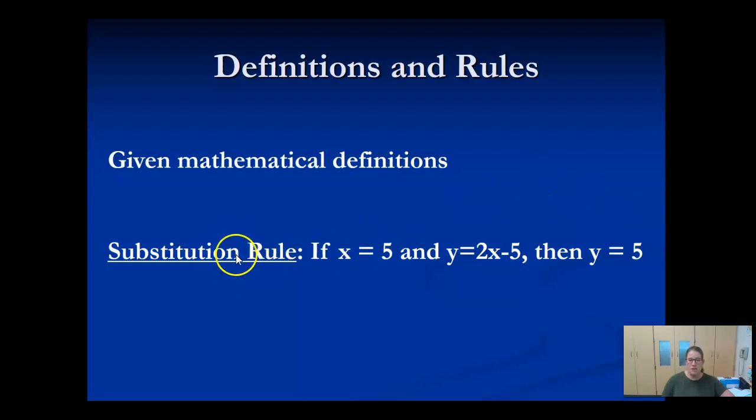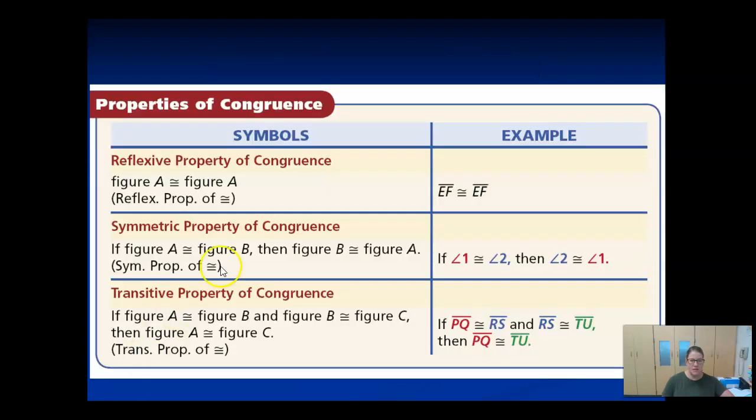So the substitution rule is just what it sounds like. If I know two things are equal, then I can substitute one in for the other. So that is one of the rules that we will be using to back up some of our claims as we construct these proofs. Here's a couple of other properties that we will use. One of them is called the reflexive property of congruence, and this one is very obvious, right? If I have figure A, it's going to be congruent to figure A. It's basically just saying things are congruent to themselves, okay?